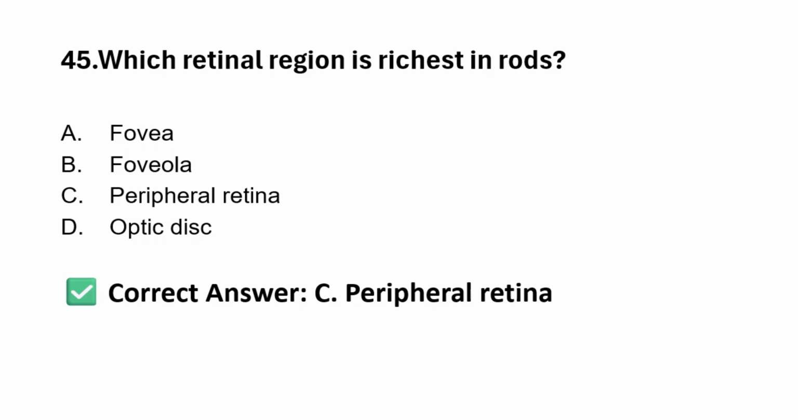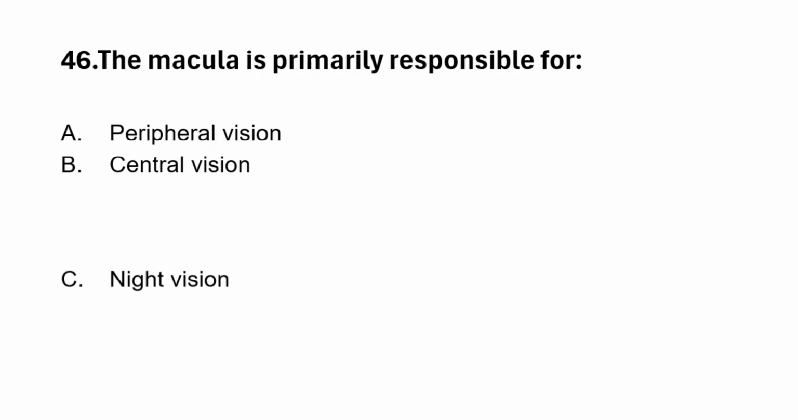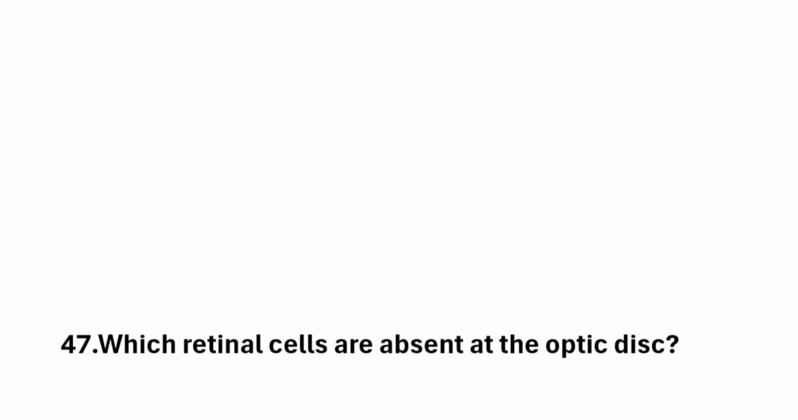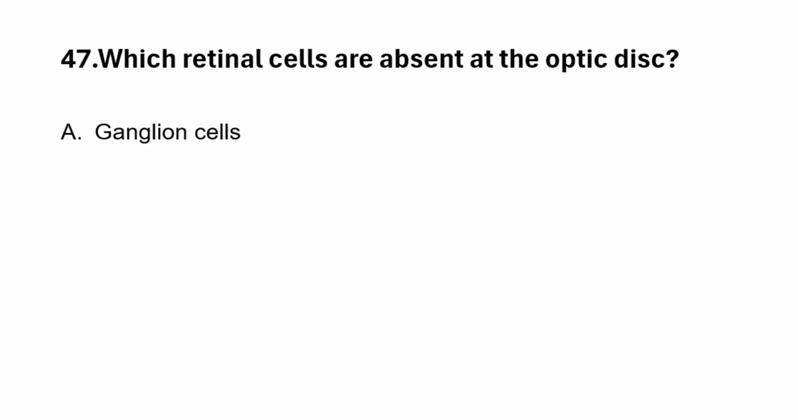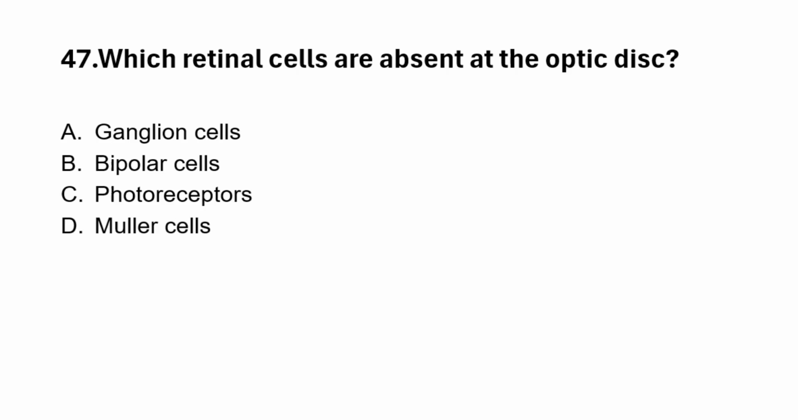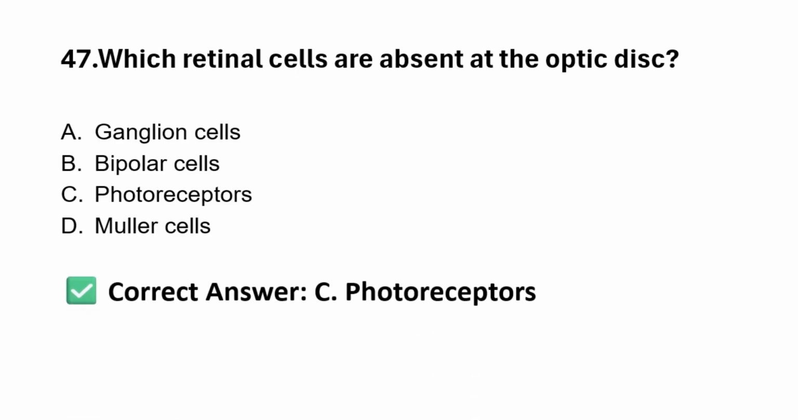Moving to the next question, question number 47. Which retinal cells are absent at the optic disc? Option A, ganglion cells, option B, bipolar cells, option C, photoreceptors, and option D, Muller cells. So the correct answer is option C, photoreceptors. Since rods and cones are absent at the optic disc, it acts as a physiological blind spot.